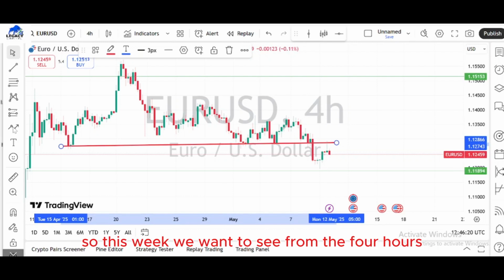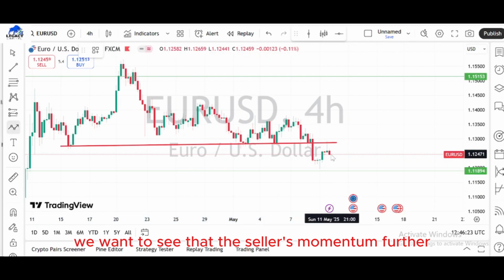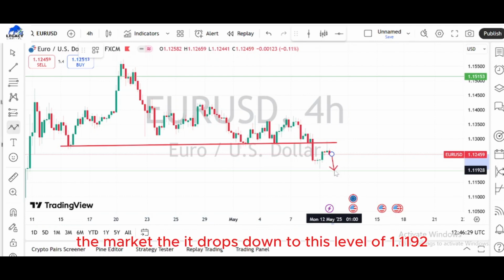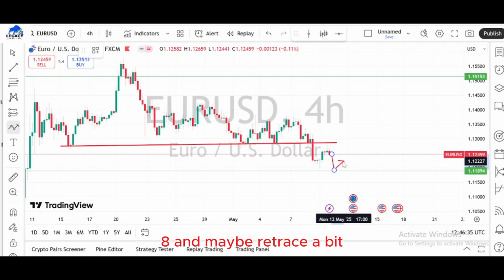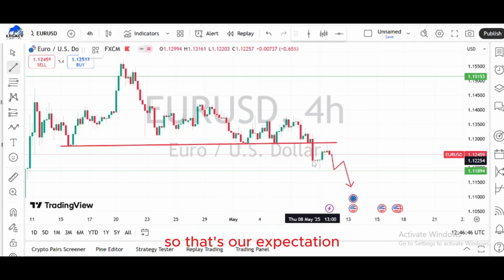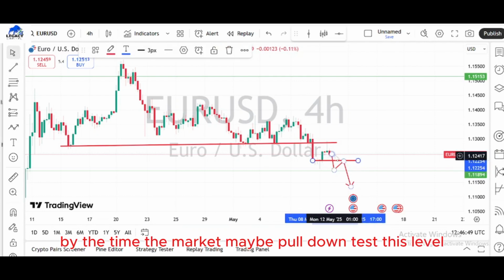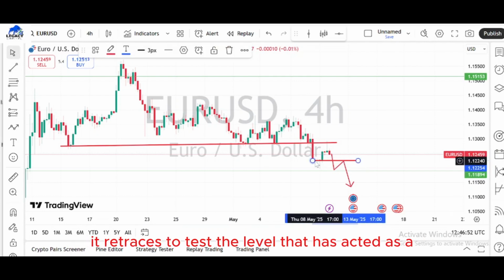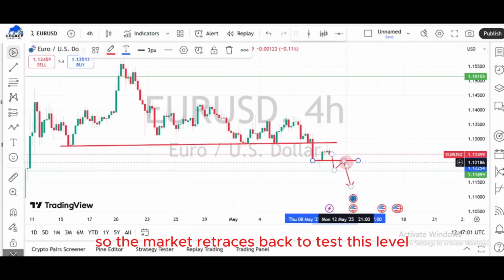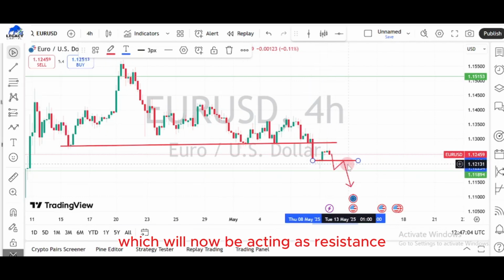So this week we want to see from the 4 hours that the sellers' momentum further drops the market down to this level of 1.11928 and maybe retraces a bit, then tests the level of previous support becoming resistance, then drops down from there to keep the sellers' momentum going. So that's our expectation. By the time the market pulls down, it retraces to test the level that has acted as support, now becoming resistance, and it drops from there.